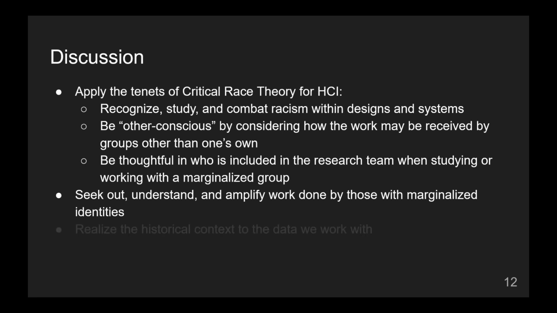Lastly, we need to realize every implication of the history of the data that we work with, and what sorts of narratives might already be at play in the data that we use, to make sure that the narratives of our work are narratives that align with us and with our values.